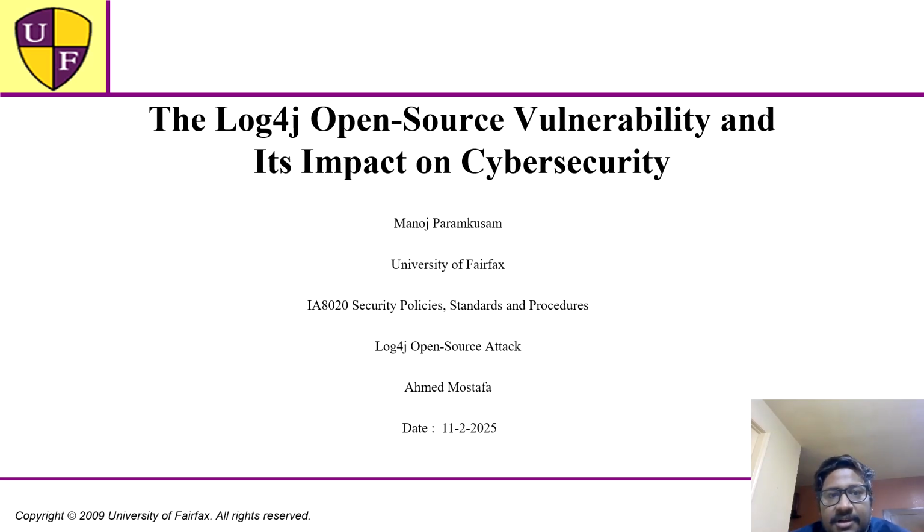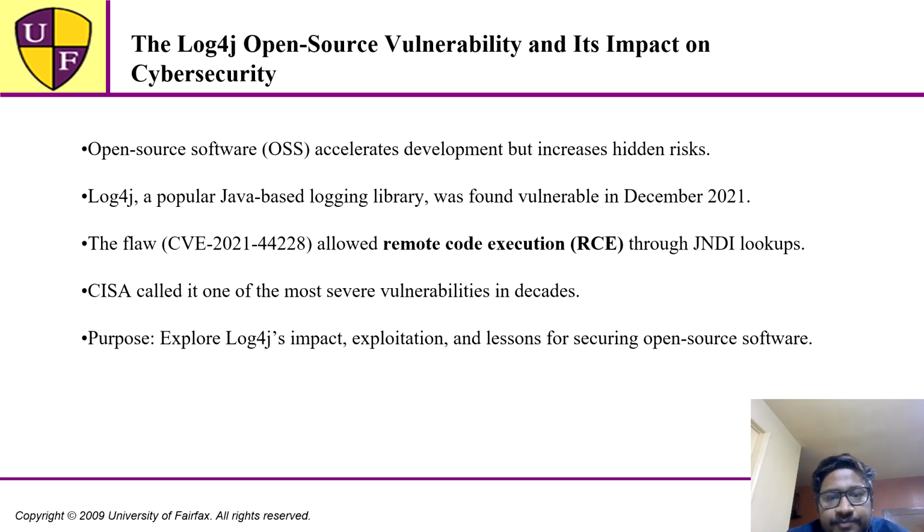Now coming to the first slide. Open source software powers most modern applications, from business tools to cloud services. While it helps speed up development, it also brings major security challenges when vulnerabilities go unnoticed. The Log4j vulnerability, also called Log4Shell, was discovered in December 2021. It became one of the most critical global cybersecurity threats in recent memory.